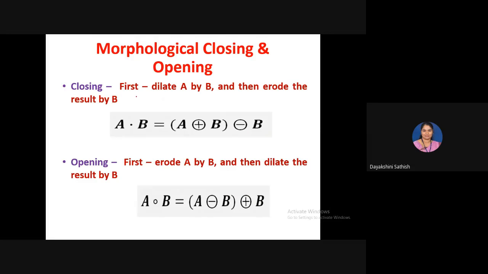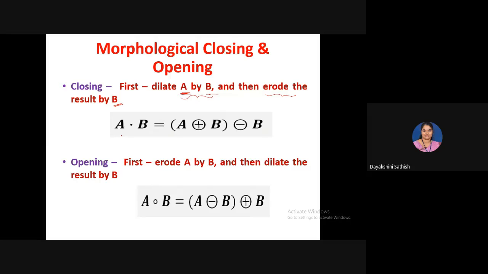Morphological closing means first you have to dilate the image. Here the image is taken as A, not X. Dilate the image A by the structuring element B. Okay, first you have to do this. Then whatever result you get when you do A dilation B, that result has to be eroded. Then it is called closing. Erosion you have to do with the same structuring element. You can't change the structuring element.